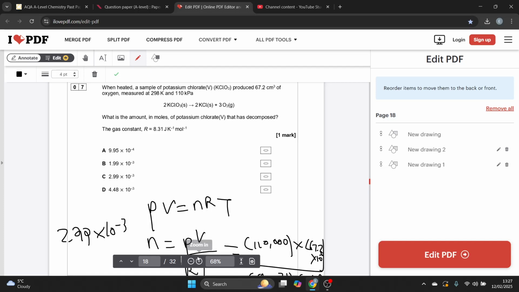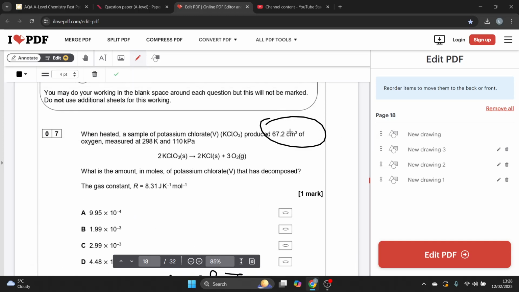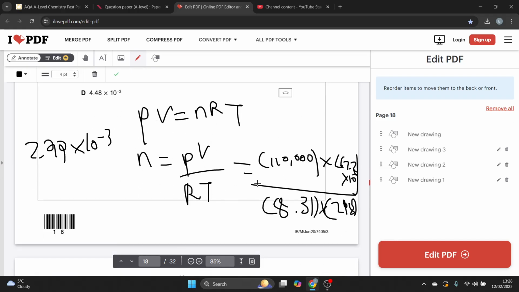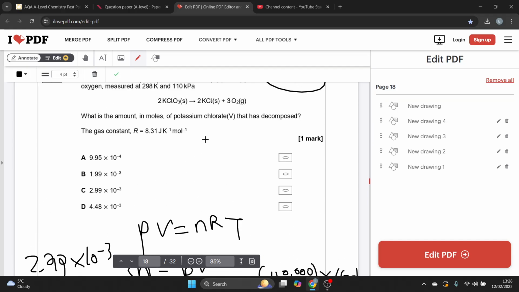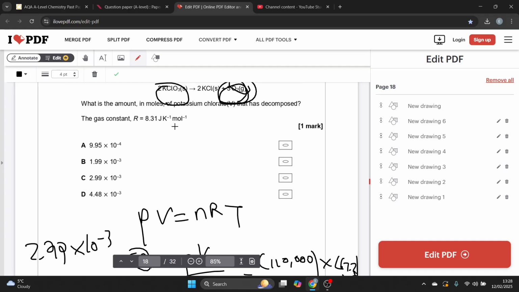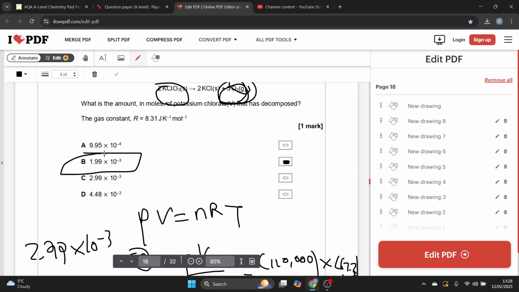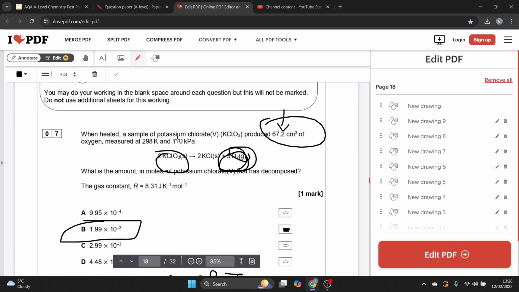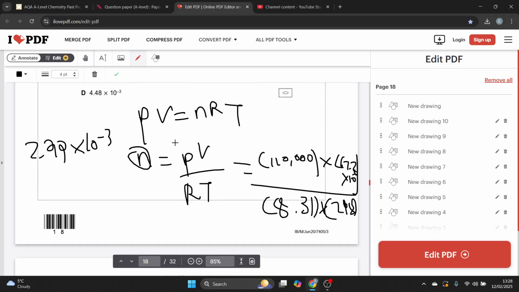That's really sneaky, but they're giving me the volume of oxygen. So this whole process of converting the units and putting into this equation gives me the moles of oxygen, but I want the moles of potassium chlorate that has decomposed. The moles of oxygen is 2.99 times 10 to the power minus 3. Then I divide by 3 and times by 2, giving 1.99 times 10 to the power minus 3. That's really sneaky because you're given the volume of oxygen, therefore that's the moles of oxygen, and with the 2 to 3 mole ratio, you get the moles of potassium chlorate.